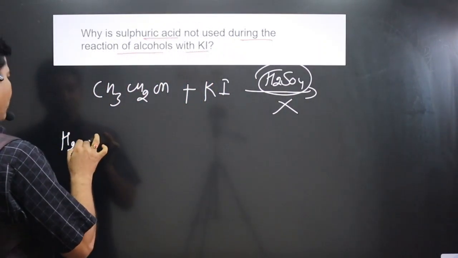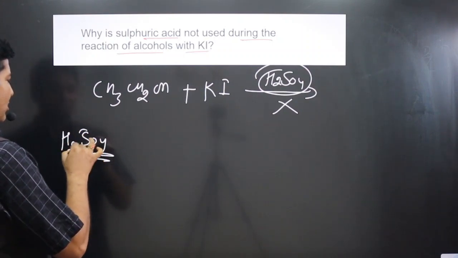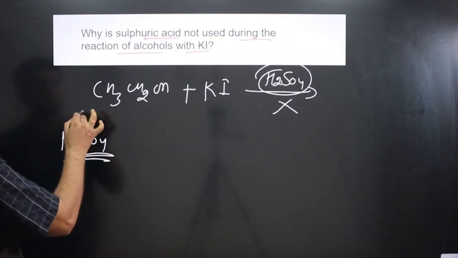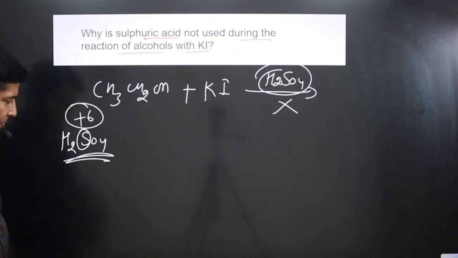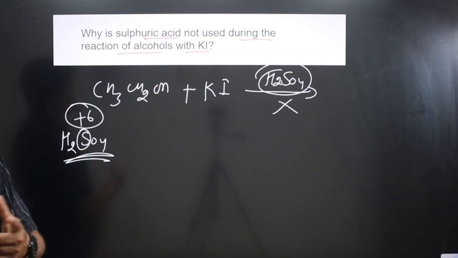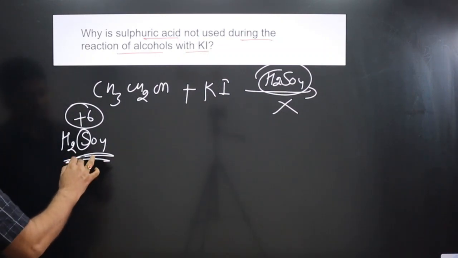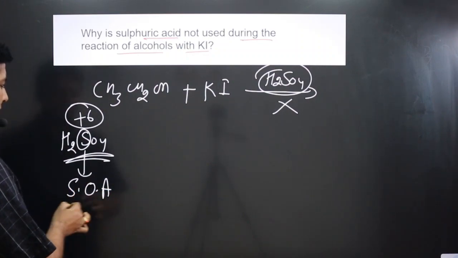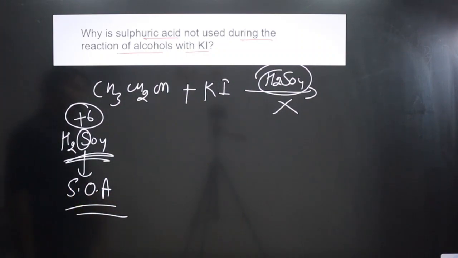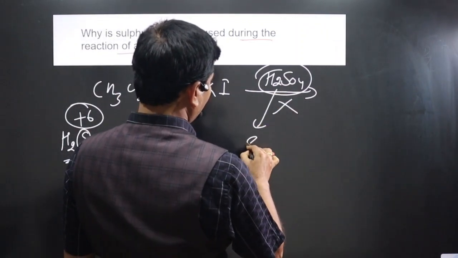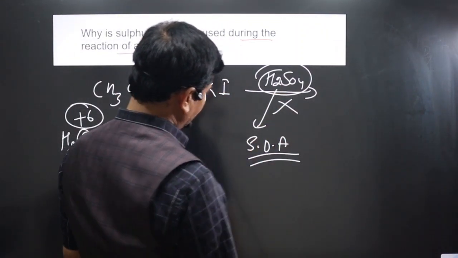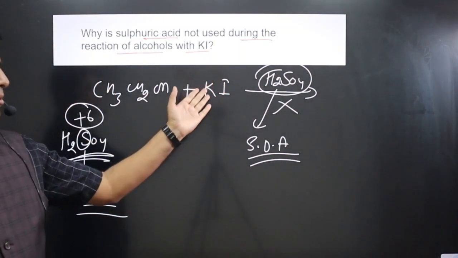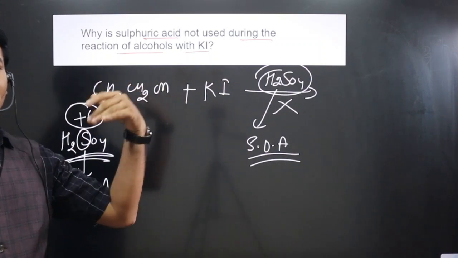We have H2SO4. If you calculate the oxidation number of the central element, sulfur, hydrogen is plus 2, so in this case we get plus 6. Sulfur is present in its highest oxidation number, which means it will always undergo reduction, hence it will always act as the strongest oxidizing agent. Sulfuric acid is a very powerful oxidizing agent. Then when sulfuric acid comes in contact with potassium iodide, it will start oxidizing.